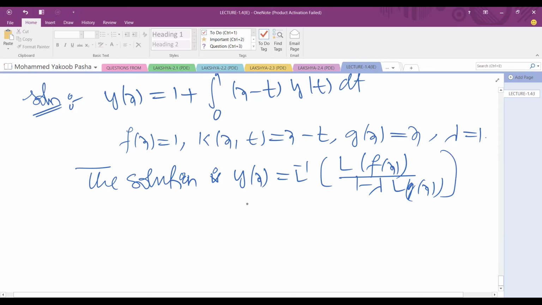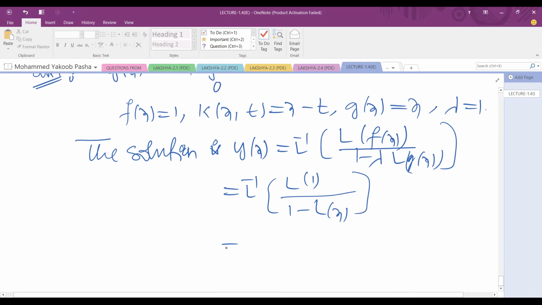So this is equal to inverse Laplacian of Laplacian of f of x, which is 1 by s, the numerator, divided by 1 minus lambda, where lambda is 1, into Laplacian of g of x, where g of x is x, and the Laplacian of x is 1 by s square.